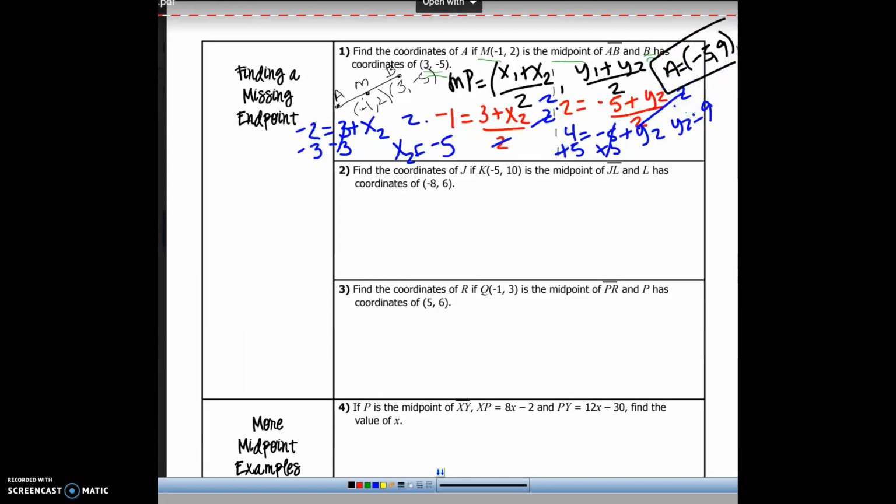Okay, looking at 2, we're going to do the same exact thing. Find the coordinates of J. K is the midpoint, so I need to know K is the midpoint. L is an endpoint, and it has the coordinate of (-8, 6). So if you need to, I'm going to come over here, draw you a picture. Okay. L here is going to be the point (-8, 6). And then I have J is over here. I don't know what that point is. But then I have a midpoint that's K. And that's the point (-5, 10).